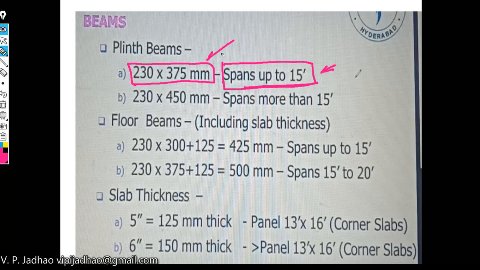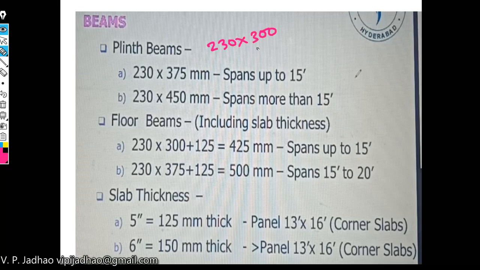This is only a trial and error method. This may also fail, depending upon the loading conditions. These are only recommended sizes. First start with 230 mm by 375 mm. If this particular size fails, then you should go for the next higher size of plinth beam. You can also provide 230 by 300 mm.